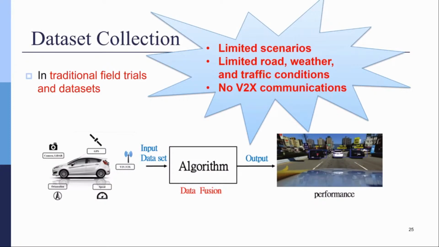To collect data sets, a traditional way is that the researchers drive their vehicles on the road and then collect the sensory data of the vehicle and the front camera's video or LiDAR data. After getting the real data sets, we can take them back to the laboratory and test the designed algorithm's performance. However, this way, we can only get limited data sets and limited scenarios.